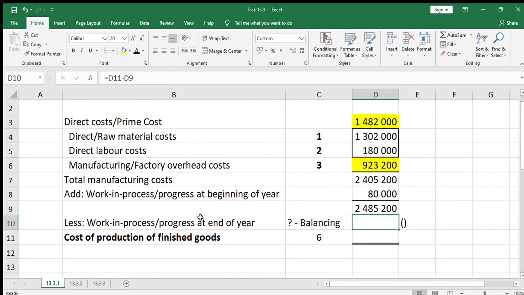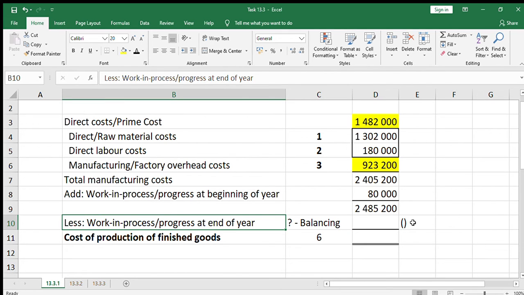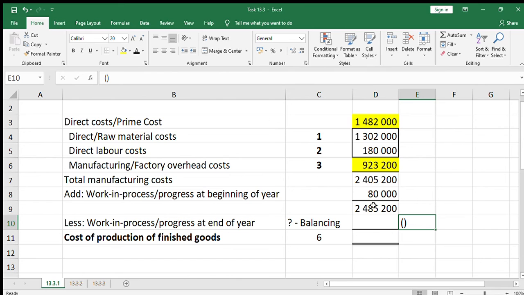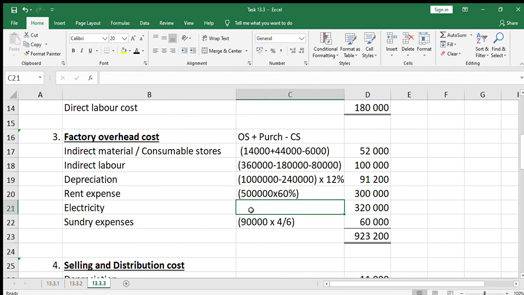Now, if we were given the work in progress at the end of the year, we would have put it here in brackets. We just have 2,485,200 minus the closing work in progress, and that would have given us the cost of production of finished goods. We don't have that, so we're going to go back to our notes and finish them.